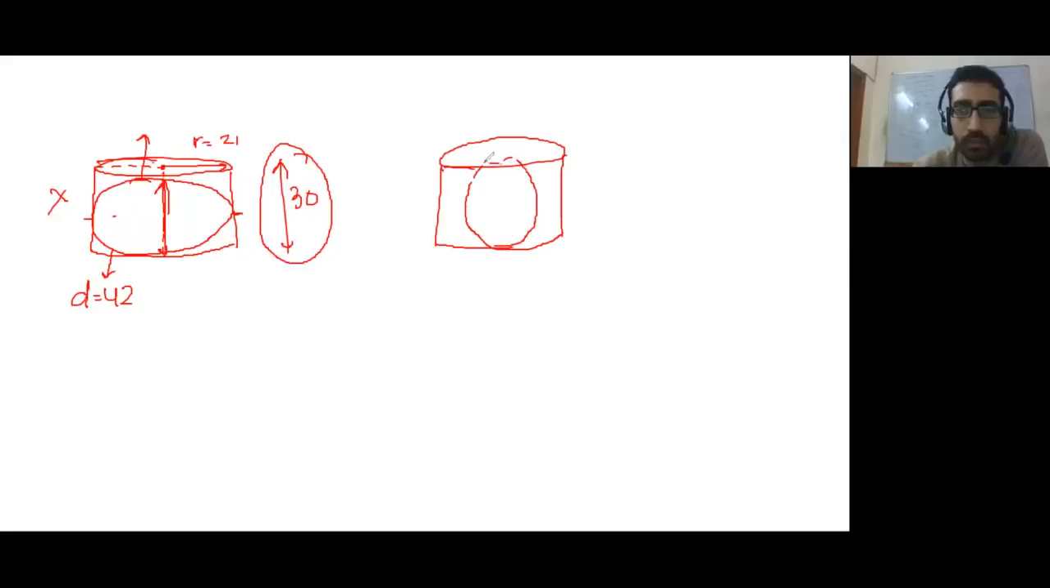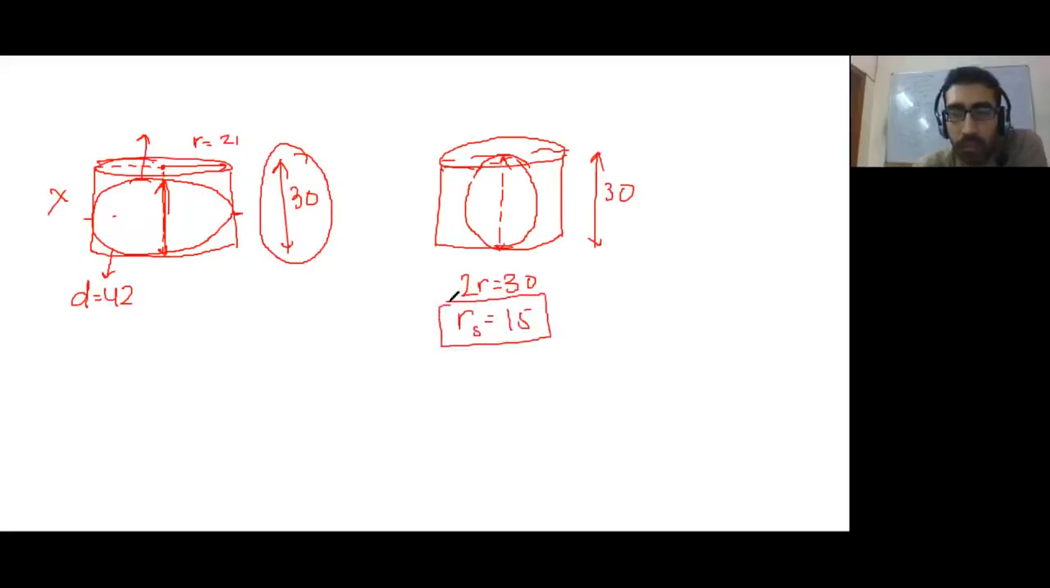Yeah. So the sphere that fits will just have to fit in the height of 30, which means the diameter of this sphere will have to be 2r, will have to be 30. The radius of the sphere, the maximum possible sphere, will have to be 15. And if the radius of the sphere is 15, it will of course fit this dimension, because this total dimension is the diameter of the cylinder, 42, while this sphere only needs 30.